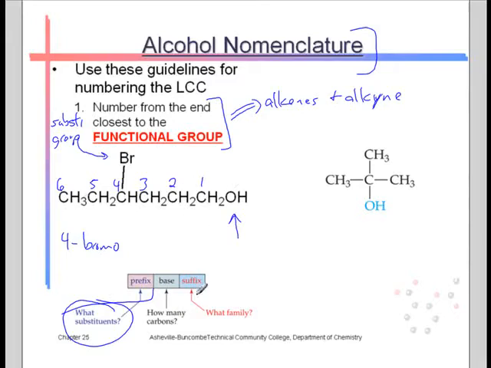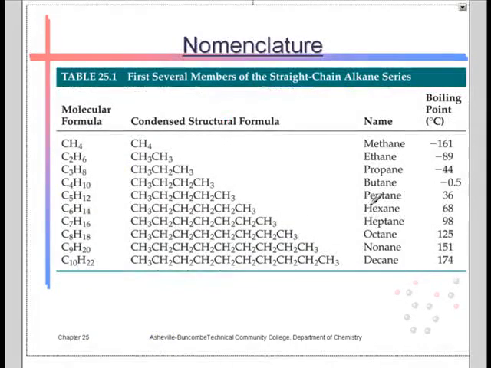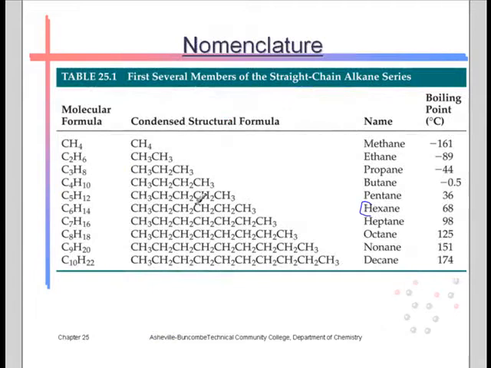And then the last part, the parent name here, what is it doing? It's telling us how many carbons. In this case, we're going to have a hex or hexa base name from our list here. Remember, we're still going to use these, 6 carbons for the longest carbon chain.